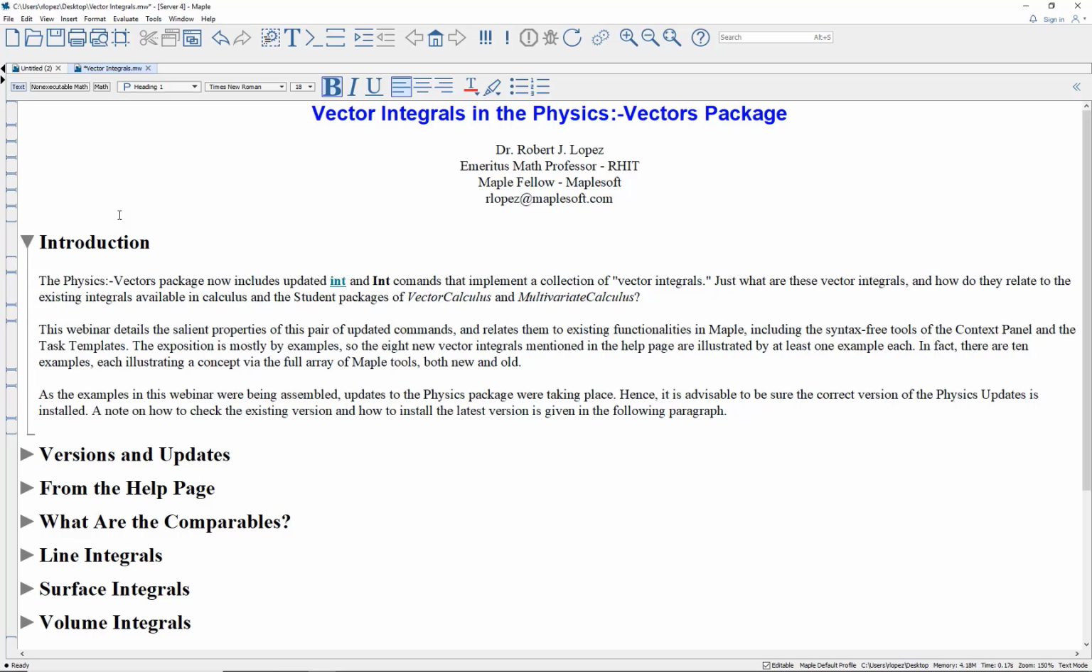Most of the exposition is by example. There are 8 new vector integrals, so there are at least 8 examples, and in fact there are 10 examples, and each illustrates a concept, showing the full array of Maple tools, the old ones and the new ones. Now, as this webinar was being put together, there were updates to the physics package taking place, so it is advisable to be sure that the correct version of physics updates is installed, and I'm going to show how that's done momentarily.